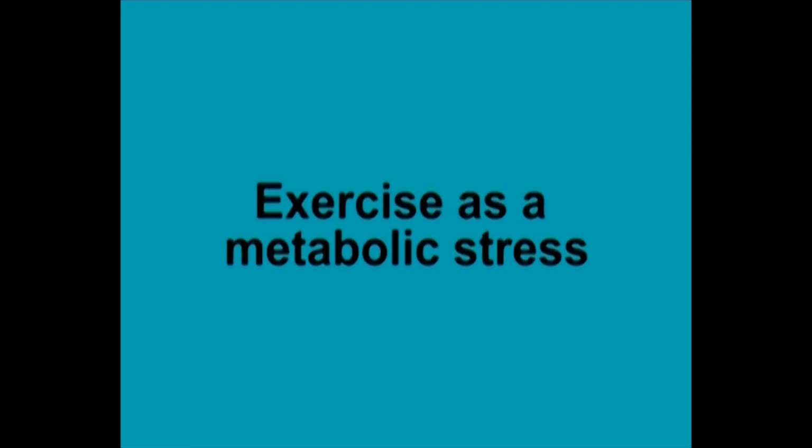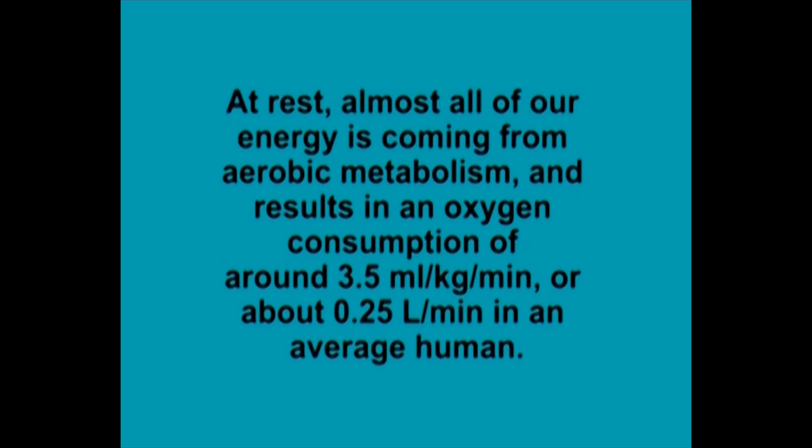Exercise as a metabolic stress. At rest, almost all of our energy is coming from aerobic metabolism and results in an oxygen consumption of around 3.5 milliliters per kg per minute, or about 0.25 liters per minute in an average human. Assuming a caloric equivalent of 5 kilocalories per liter, this means that at rest, most of us expend about 1 to 1.5 kilocalories per minute.